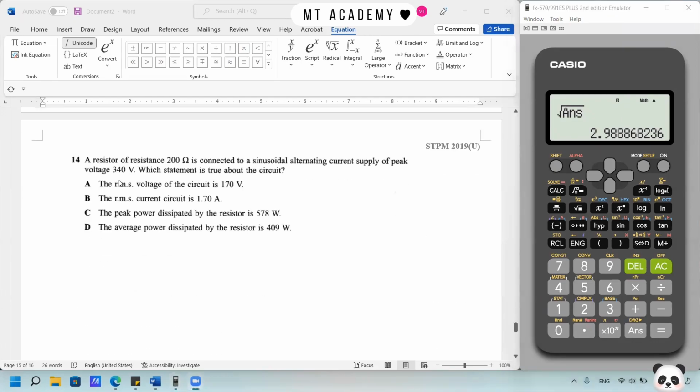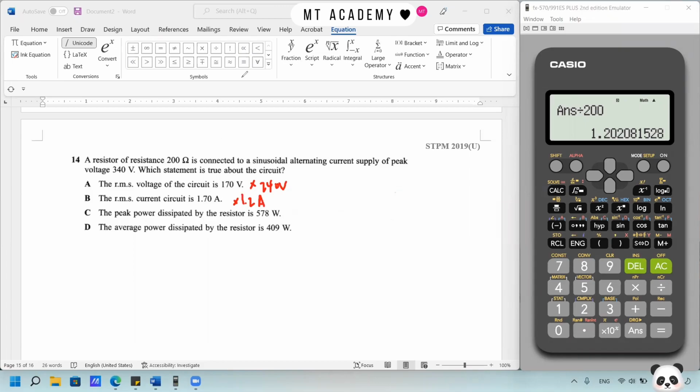So question 14, a resistor of resistance 200 ohm is connected to a sinusoidal alternating current, peak voltage 340 watt. So which statement is true about the circuit? Root mean square voltage is 170 watt. Let us check. So 340 to get root mean square is divide by square root of 2, which is 240, which is wrong. Root mean square of current, let's check. So we have voltage divided by R, 200, so 1.2 ampere, which is also wrong.